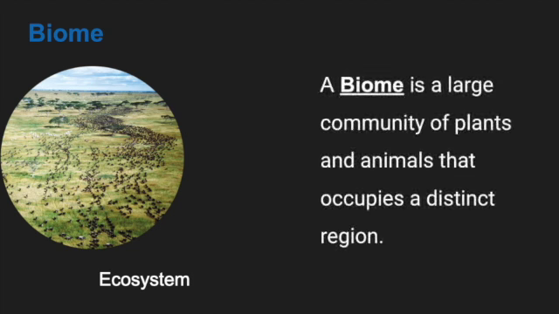So then our biome is getting even bigger. Our biome is much larger than our ecosystem. It's basically just a large community of plants and animals that occupy a distinct region. So in our Lion King example, we're in Africa. So Africa creates a very large biome. It's not just the area of animals that are living in that small little ecosystem that we had for Lion King. It's going to be that entire area that all has very similar plants and animals, but they're just further apart.